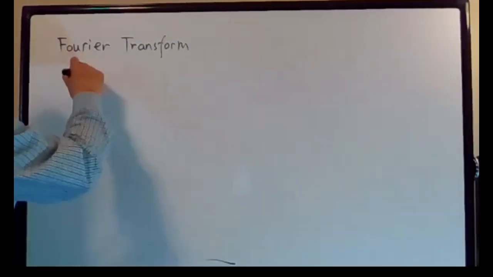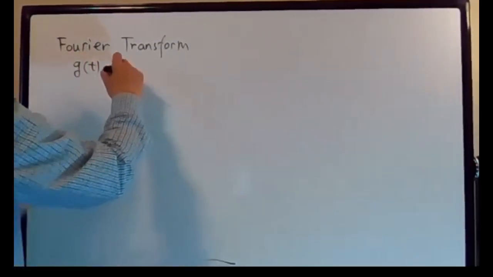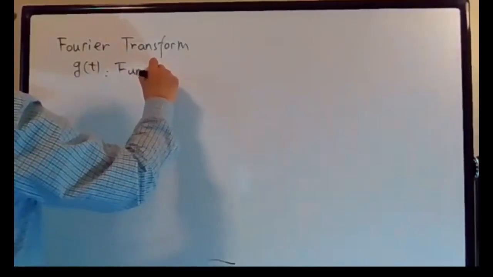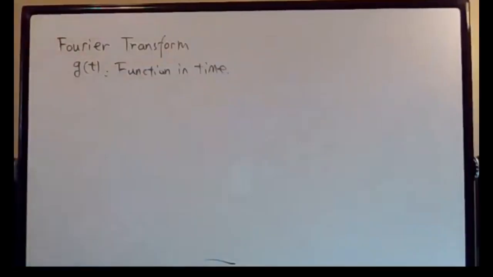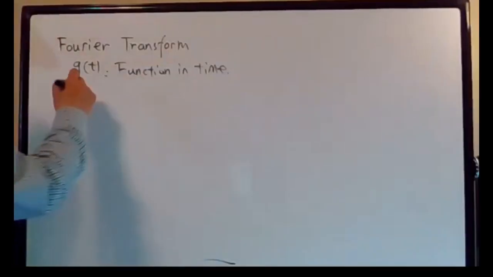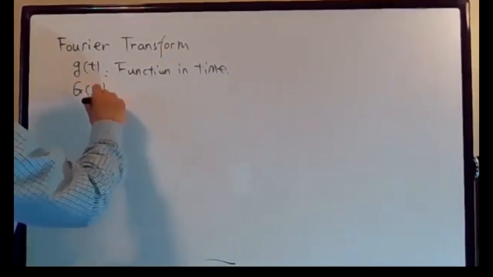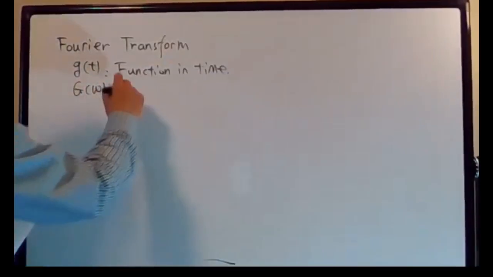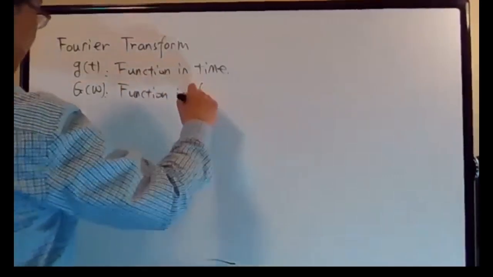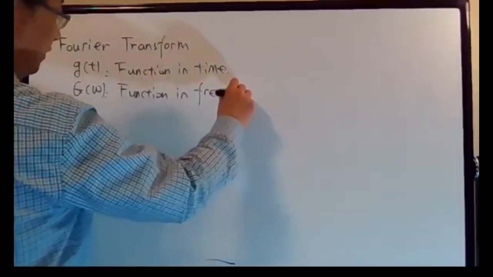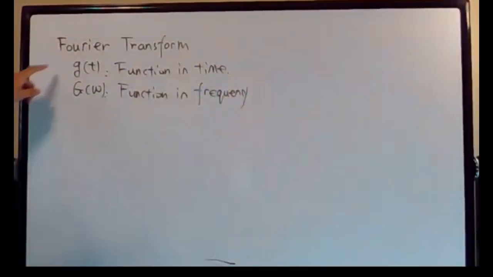Okay, so the Fourier transform. Let's look at g(t) as the function in time, and capital G(omega) as the function in frequency. So g(t) is the function in time, capital G(omega) is the function in frequency.